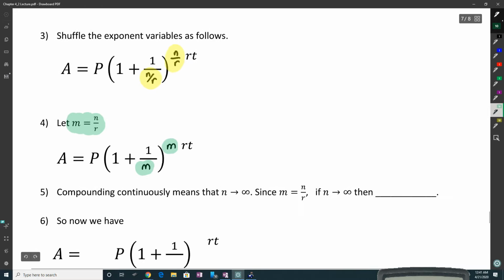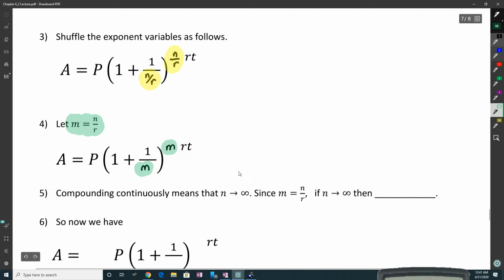And we're compounding it continuously. So if you compound continuously, that means you're compounding more than just per day, more than just every second. You're compounding all the time. So you're basically n is going toward infinity. But since m is n over r, notice n is in the numerator. If the numerator goes to infinity, then so does m.